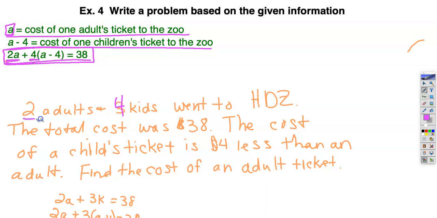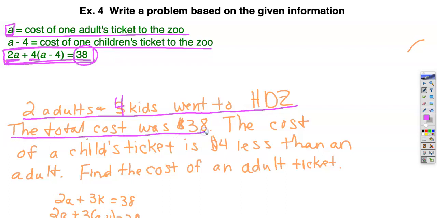So I started off, we have 2 adults and 4 kids that went to, I said HDZ, which means Henry Doorly Zoo. And then I said, well, we know the total cost for all of them to attend is $38. So I stated that the total cost was $38. And then I said, I have to change this to 4 also. I'm surprised nobody in my class told me about that error.